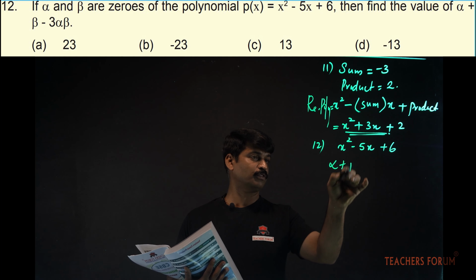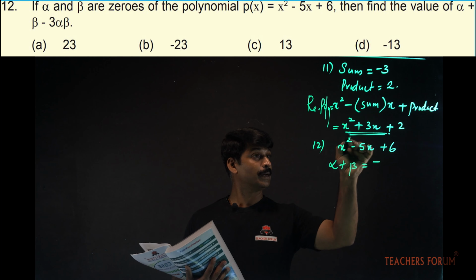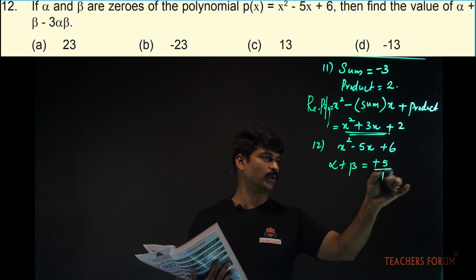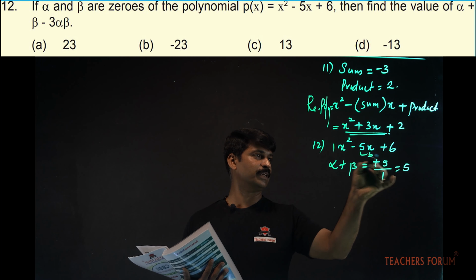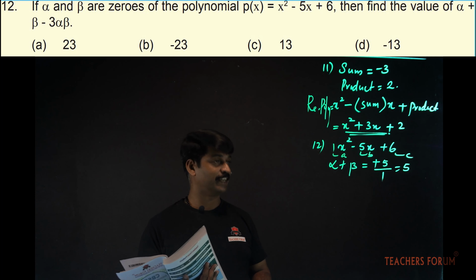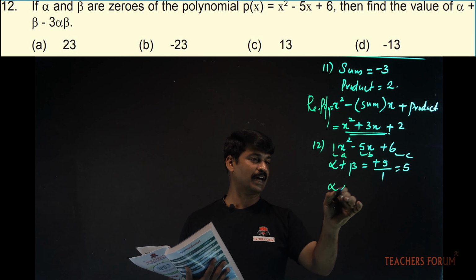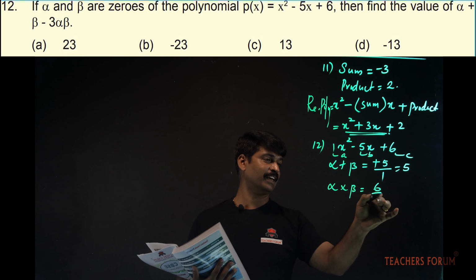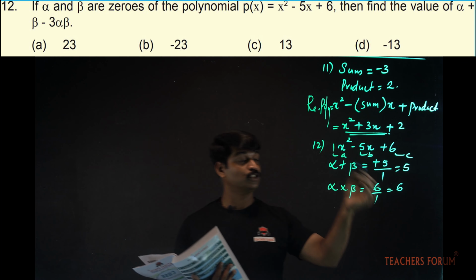You know how to find alpha plus beta? Minus b by a, that is minus b, that is minus 5, so it will become plus 5 by a is 1. So it is 5. So this is a, this is b, this is c. You know that. Okay, so alpha plus beta is equal to minus b by a, that is minus of minus 5 by 1, that is 5. What is alpha into beta? c by a. c is 6, a is 1, so that is 6. So alpha plus beta is 5, alpha into beta is 6.